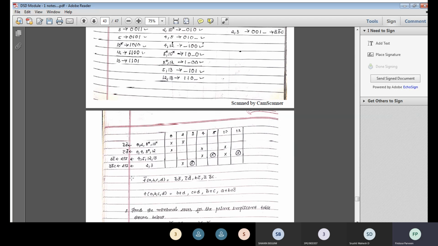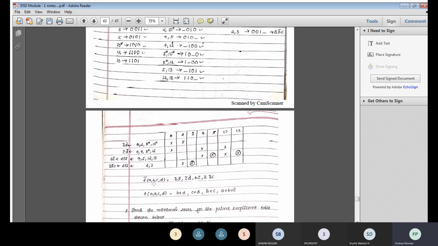So F bar of ABCD is what? It is B bar D bar, it is C bar D bar, it is B C bar, it is A bar B bar C. So all are prime implicants, whereas these two are essential prime implicants. That will be considered only when you are writing the expression. What they have told is you have to write all the prime implicants, so all the possible groupings should be written.